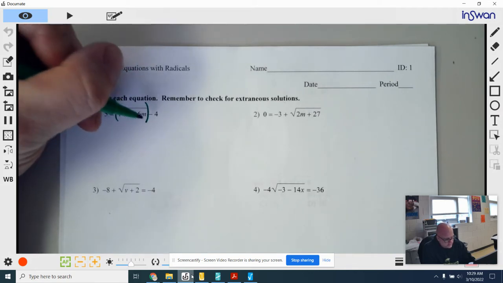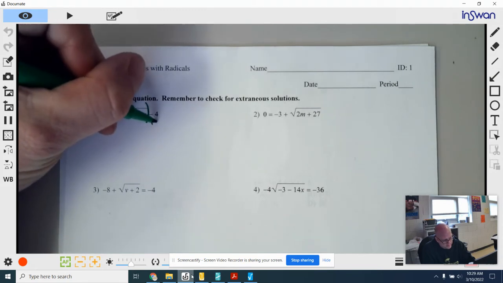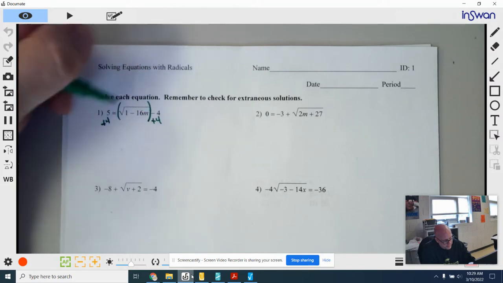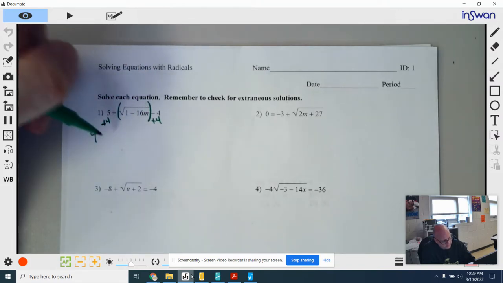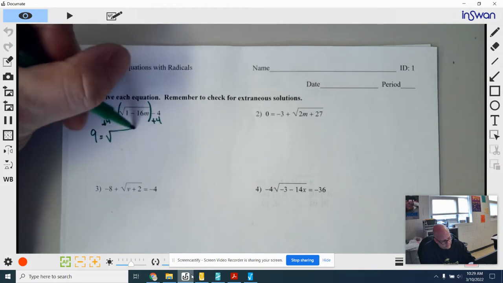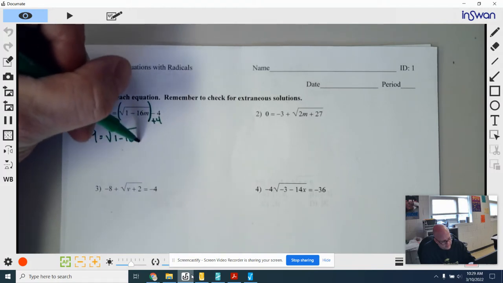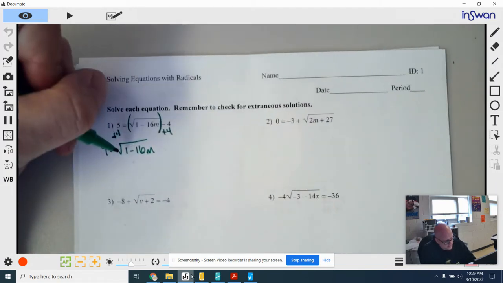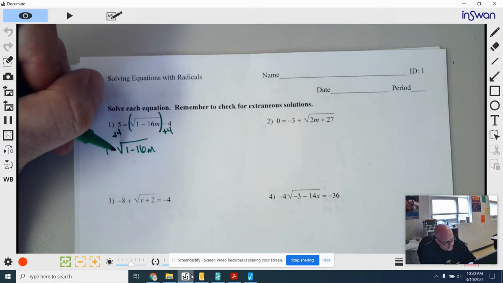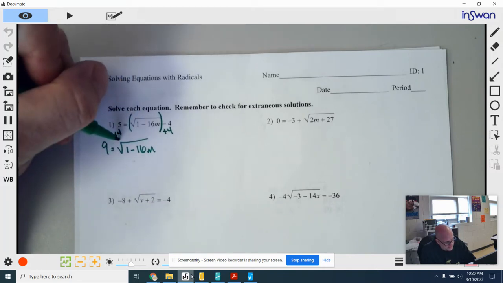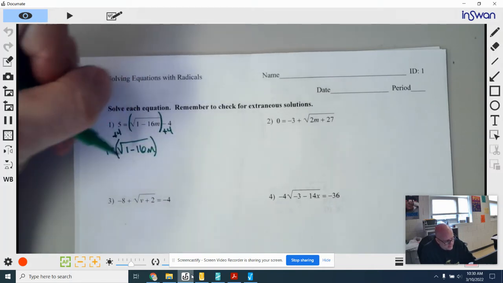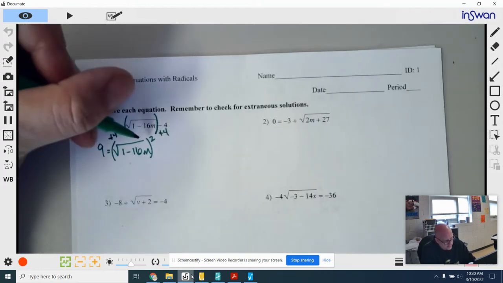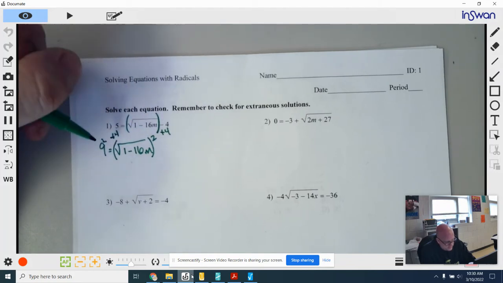So when I'm looking at this one here, I'm going to do plus 4 to get rid of that piece there to make this radical symbol all alone. So we get 9 is equal to the square root of 1 minus 16m. Okay, now if I want to free up this variable, I need to get that radical symbol off. And to do that, we do its inverse operation. So the inverse operation of a square root is to square something. And if you do things to one side, you also got to do it to the other side.